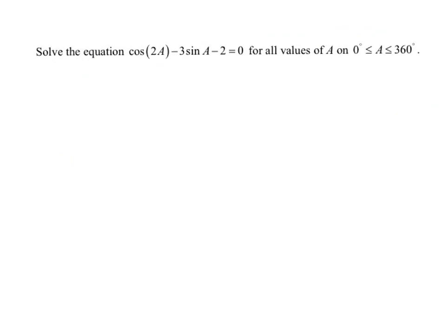Alright, we've got a couple more to go here, and again, they get nastier as we go. So solve the equation cosine of 2a minus 3 sine a minus 2 equals 0 for all values between 0 and 360. So again, that's just telling me to answer in degrees.